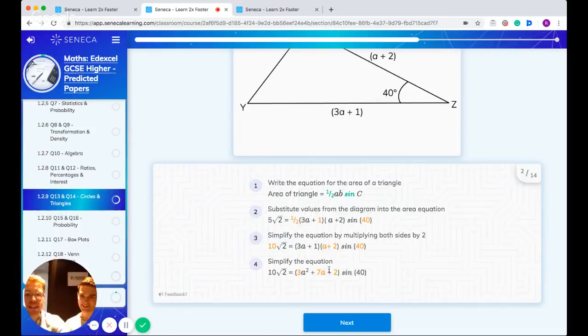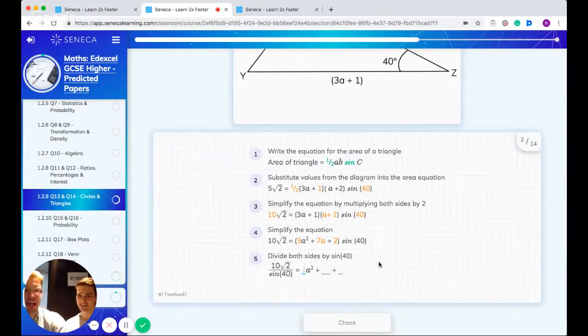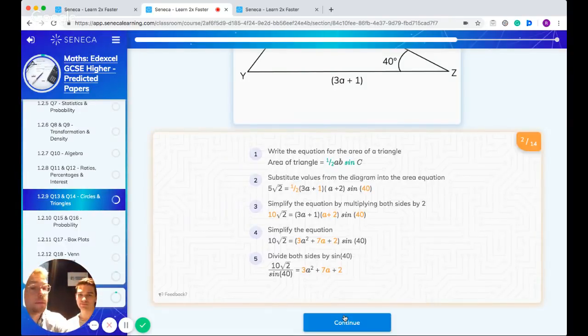So we know that 10√2 equals 3a squared plus 7a plus 2, times by that sine 40. Now, what do we do next? Simplify. Get rid of that sine 40. We don't want it no more. We are going to do 10√2 divided by sine 40, and then that gives us a nice little quadratic all by itself. Look at that. Look how nice that looks. This is how you want to be laying out your answers. Nice.